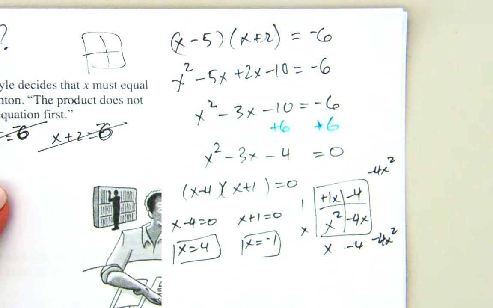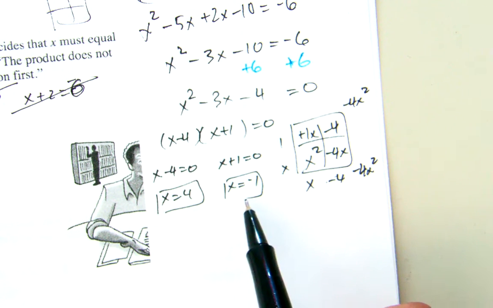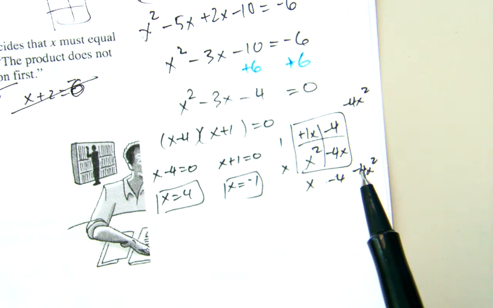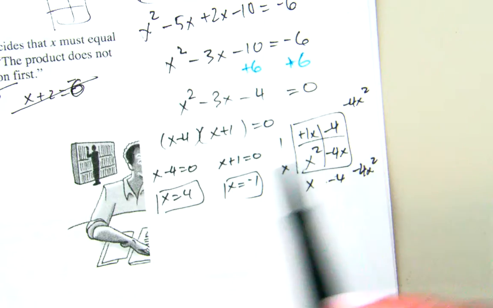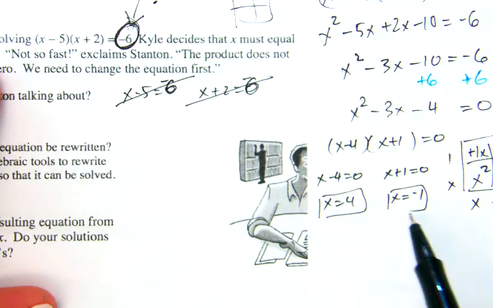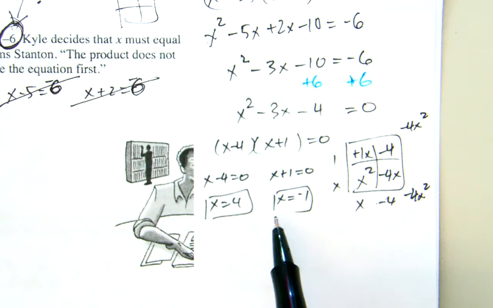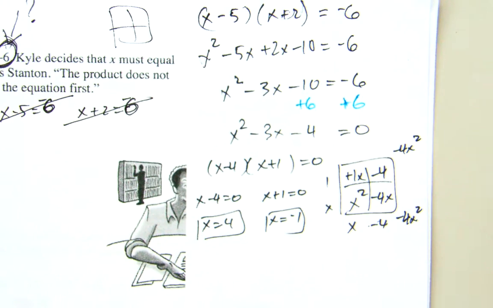All right, so that's the end of that. And no, the solutions did not match Kyle's. We have 4 and negative 1, if we did this correctly, and I think we did, as far as I know. Yep, that works out. And Kyle got 5 and negative 2, so obviously that is not correct. 5 and negative 2 is wrong. 4 and negative 1 is correct. Okay, 102.